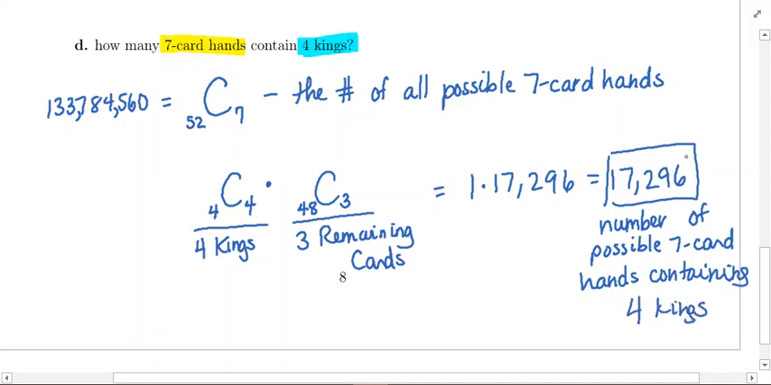You can compare this smaller number to this larger number. This number right here is the number of all possible 7-card hands. We expect that number to be much higher than this number, which counts the 7-card hands but with a huge restriction on it: each one has to contain all 4 kings. So there are 17,296 possible 7-card hands containing all 4 kings.